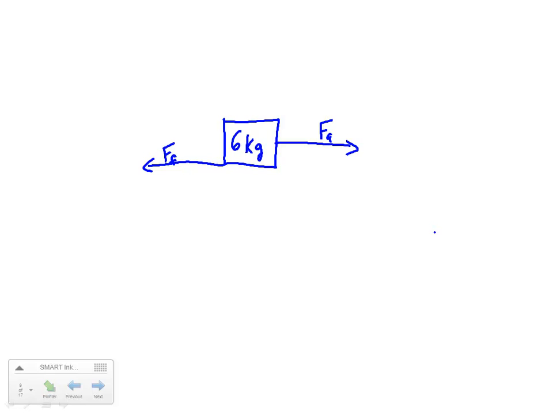Now for the other two forces. Remember, this has got a mass, therefore it's got to have weight. Weight acts from the center and pulls straight down. So there's weight. The normal force acts from the surface of the object straight up. And that's my Fn.